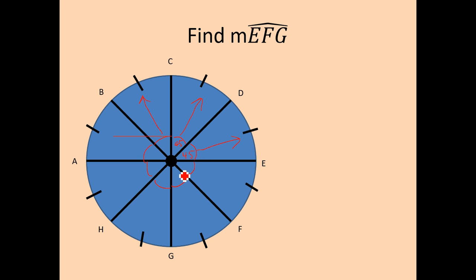45, 45 makes 90. Here's another 45, 45 making a 90. 45, 45 making a 90. 45, 45. So when we add all those up, it makes 360. So if I know that, then I should be able to find the measurement from E to F to G. The shortest way possible, that would be 90 degrees, right? Two 45s added together.